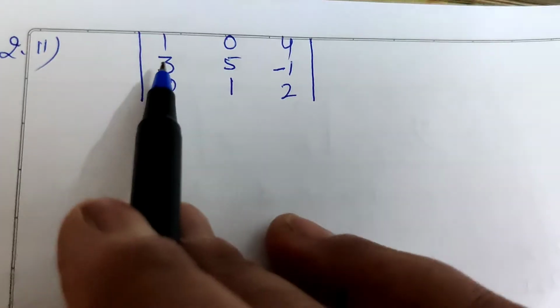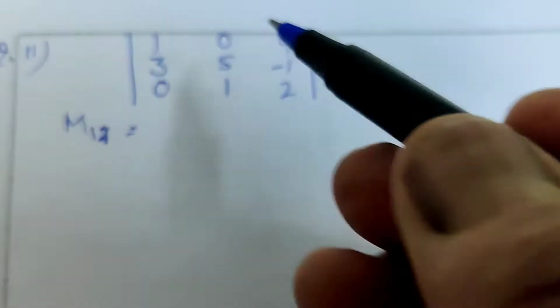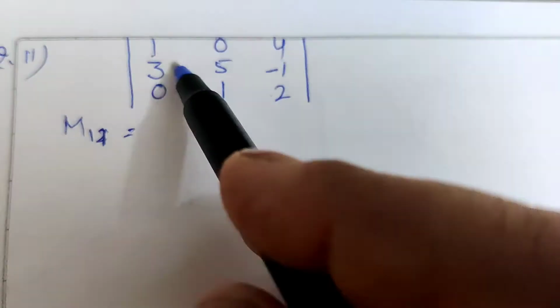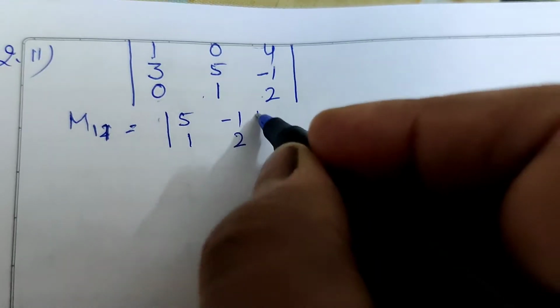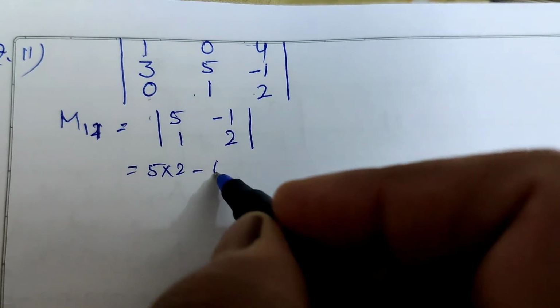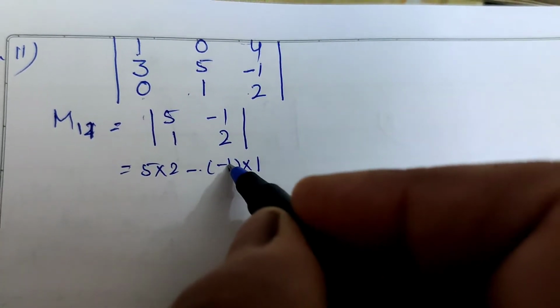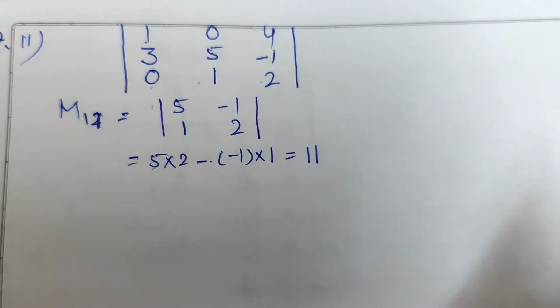This is the second determinant: 1 3 0, 0 5 1, 4 minus 1 2. We have to get first M11, the minor of A11. A11 means the first element. Just eliminate first row, first column. We get 5 1, minus 1 2. It is 5 into 2 minus 1 into minus 1, which is 10 plus 1, equal to 11. Okay.